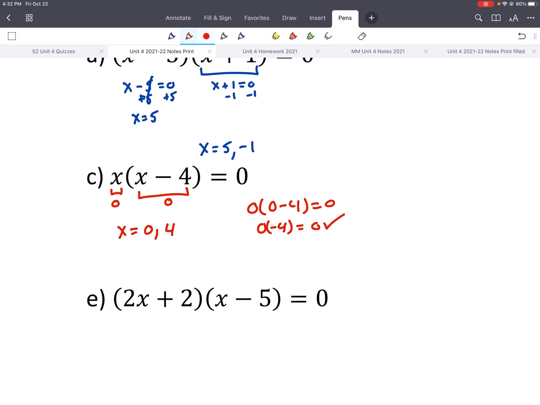Or we would get 4 times 4 minus 4 equals 0, and we get 4 times 0. And that is true, 0 is equal to 0. Okay, I guess I should have done that there too. All right, so you can always plug those back in and see that it works.